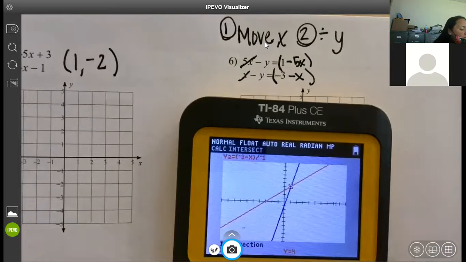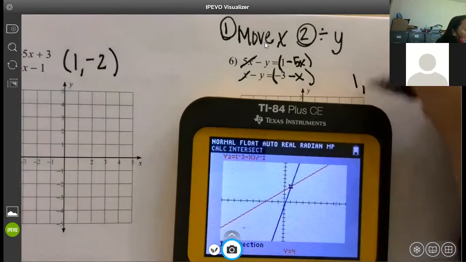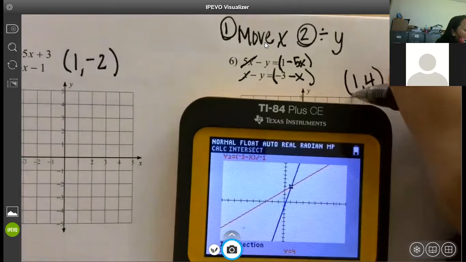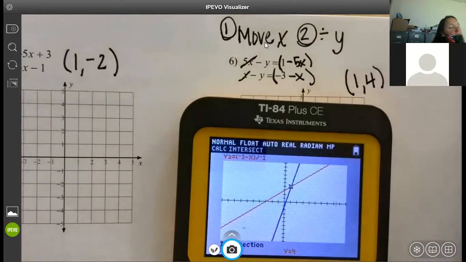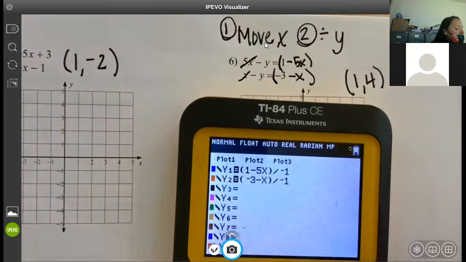Enter 3 times. Where is that solution at? Guys, come on. Mine does not do that. Mine is 0, negative 1. It should be 1, 4. Let's go back and put it in one more time.